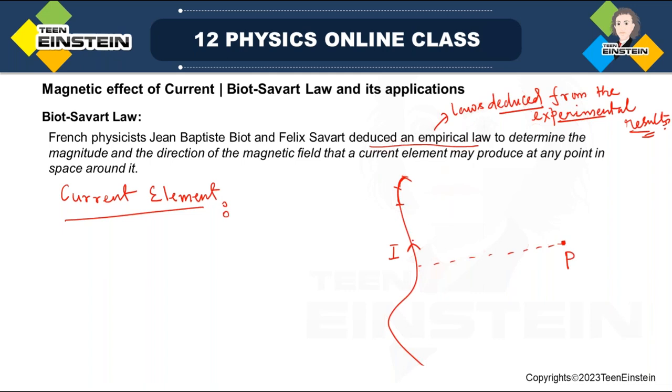Suppose I consider such an element, and that element has a small length dl. This is the elemental length. But what is current element? Current element we say is I dl. dl is a vector, so current element itself is a vector quantity. This current element, I dl, has its direction along the direction of the current.